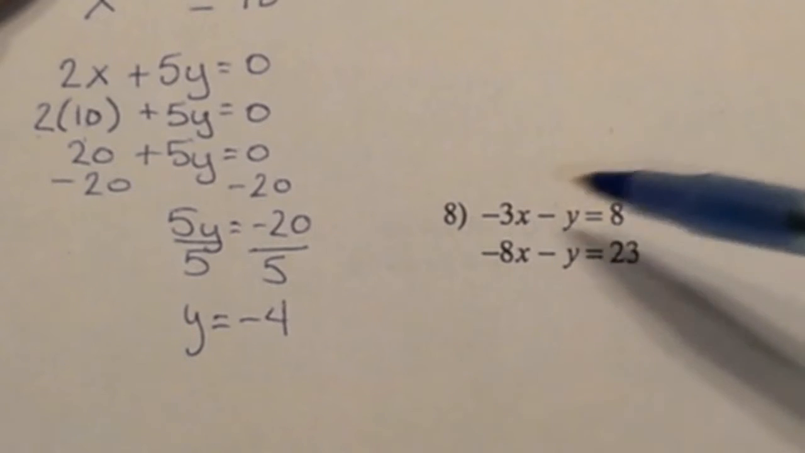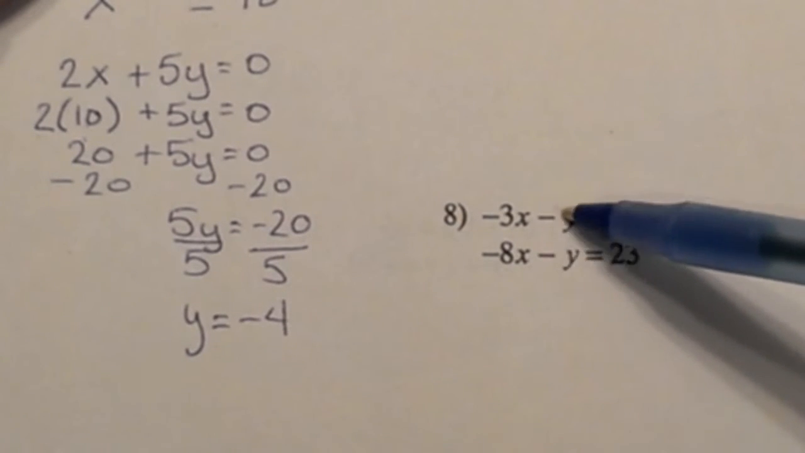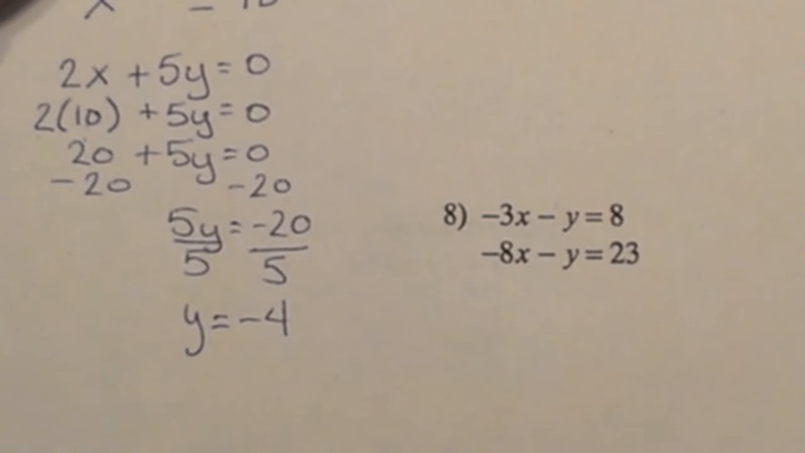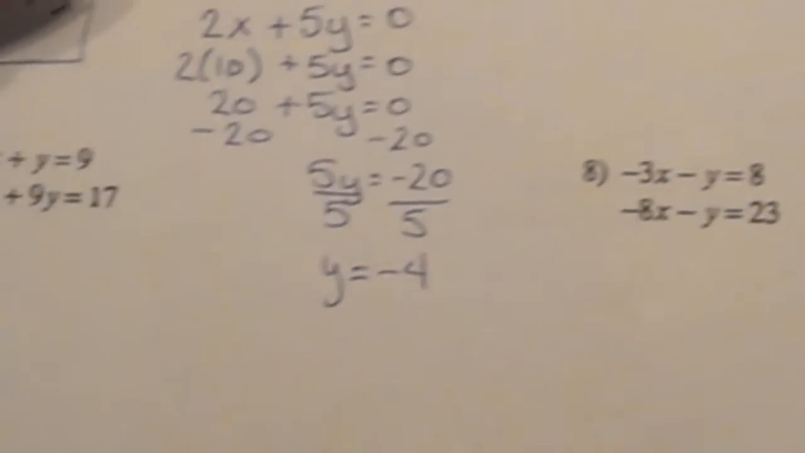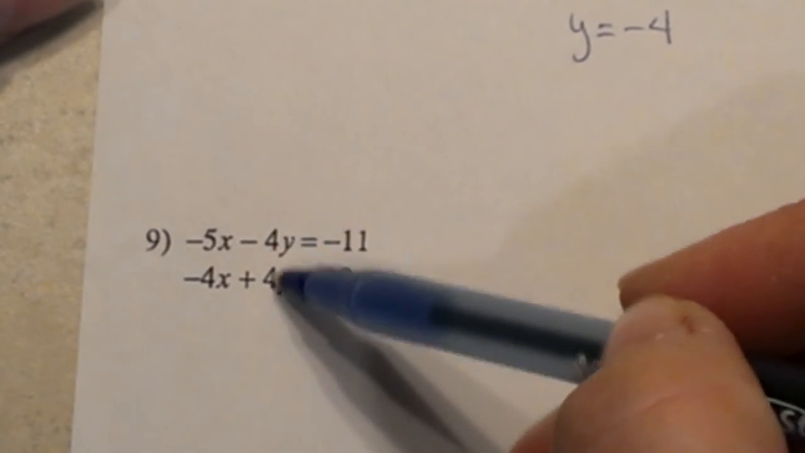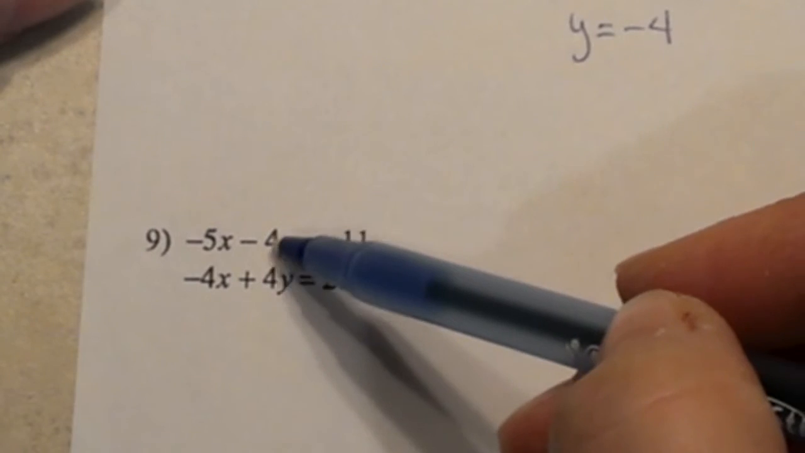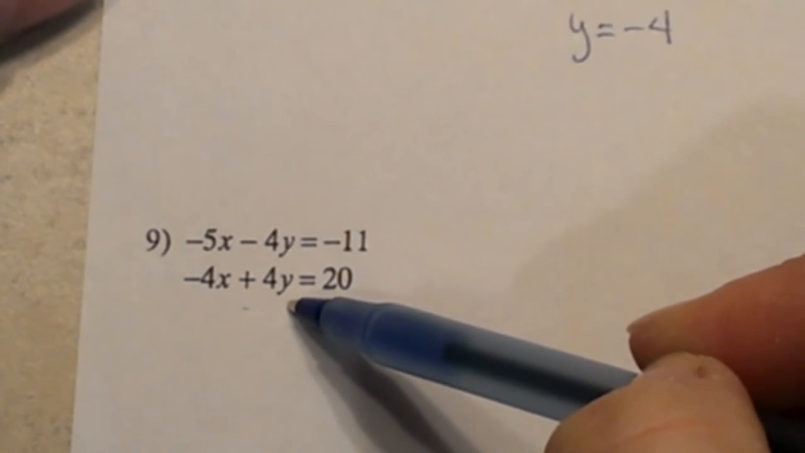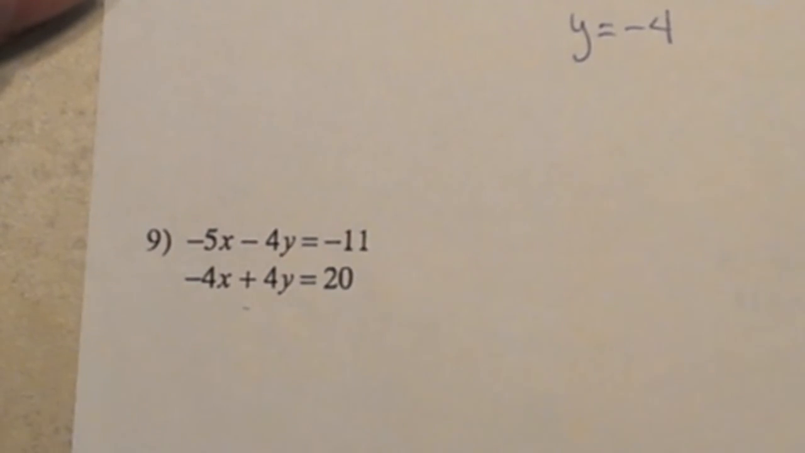In question number 8, my coefficients of y are the exact same, not opposites, so I have to multiply one of the equations by -1. But don't just get stuck in that habit. If you take a look at question number 9, my coefficients for y already are opposites. I have a coefficient of -4 and a coefficient of +4. I can just go ahead and add these equations like I did in my first example.